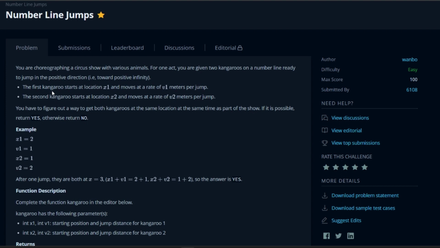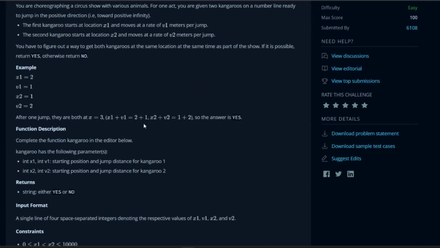The first note says that x1 is the location of the first kangaroo from where he will start jumping towards positive infinity, right? Along with that, they have given the velocity at which the first kangaroo will jump, and the same for the second kangaroo, the starting position x2 and the velocity v2. So we are given four inputs. We need not worry about taking inputs, it is totally taken care of by HackerRank. We'll start to solve the problem.